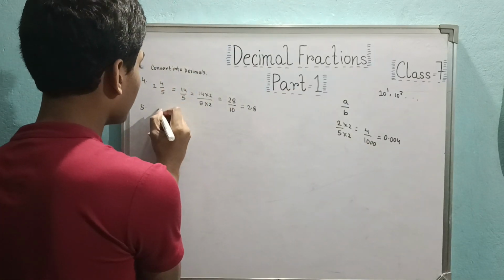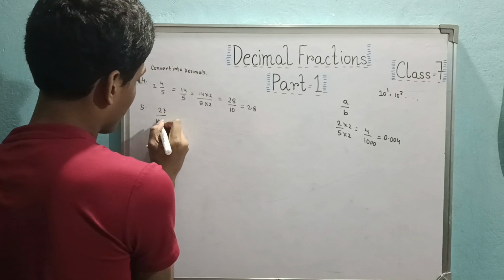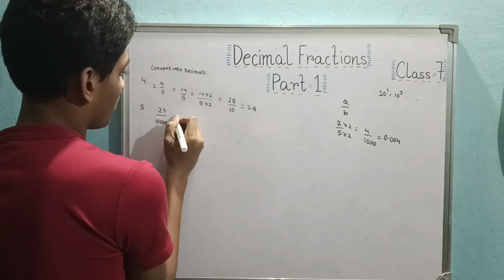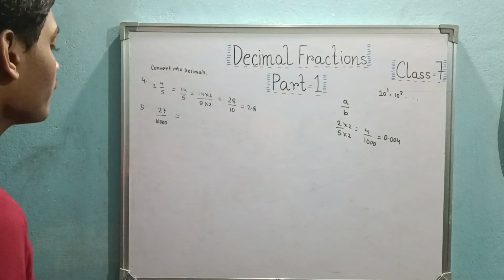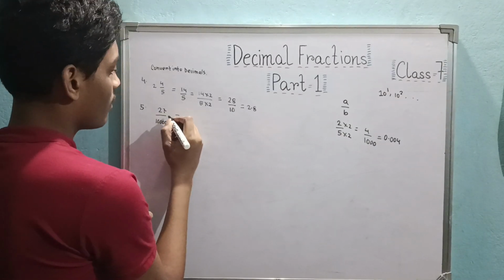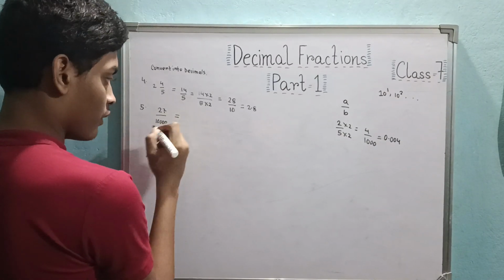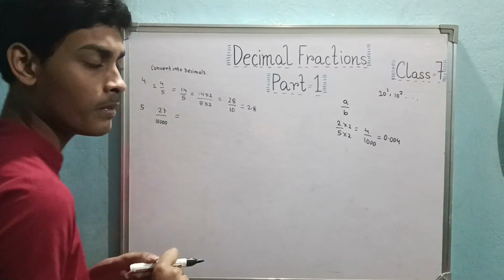27 by 10,000. Now see this. So after 27, from the right hand side there are 4 zeros here. From the right hand side, after 4 places, a decimal point will be there.